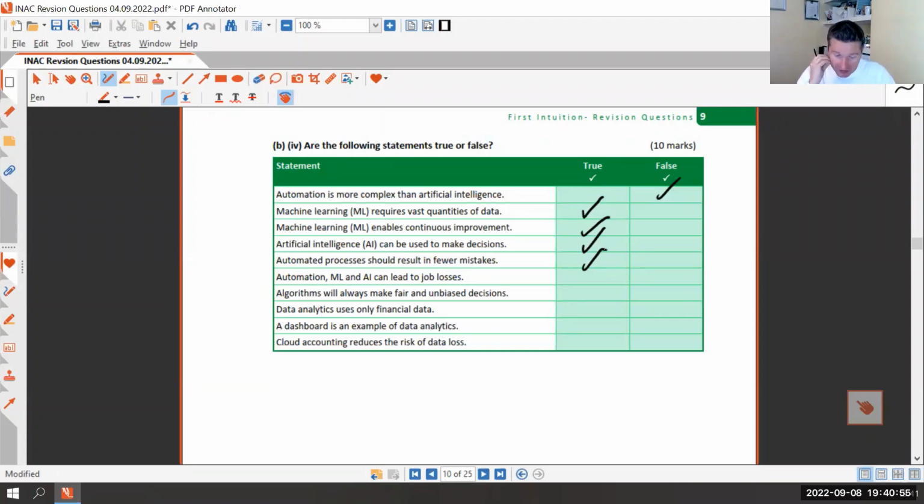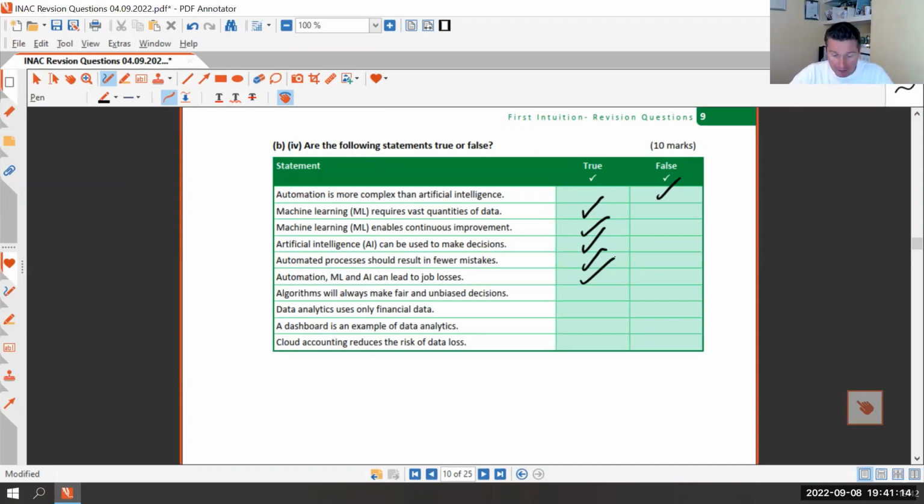Next one, controversially, automation, machine learning and AI can lead to job losses. True or false? I don't know if someone got an agenda when they wrote this question. True, it's like the self-service tills in Tesco's that never work.